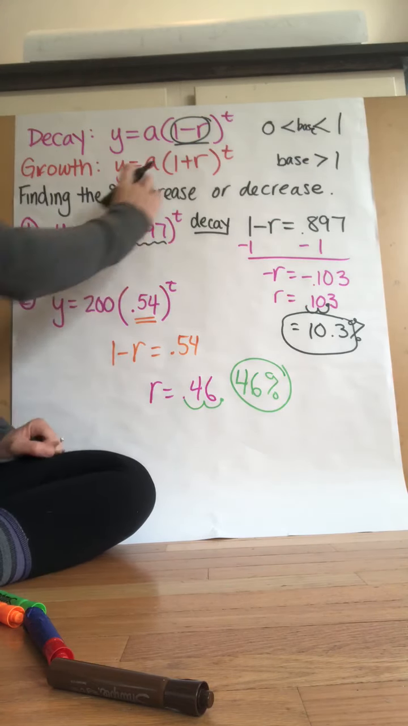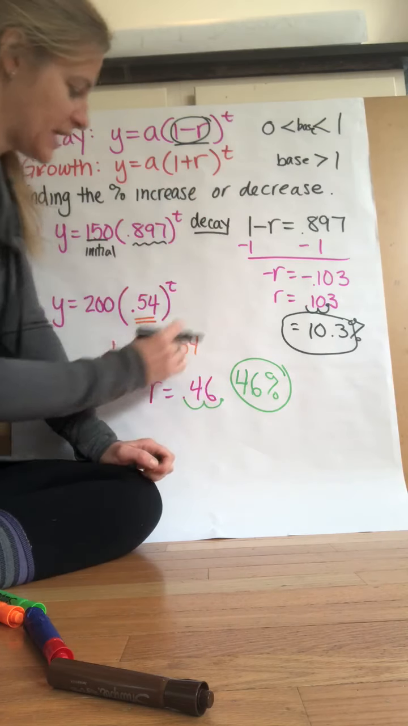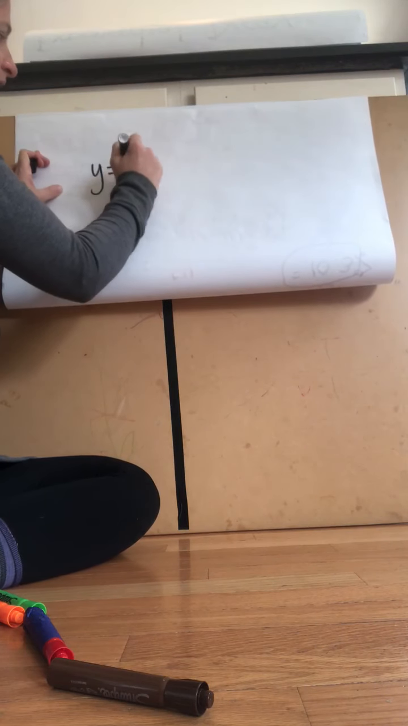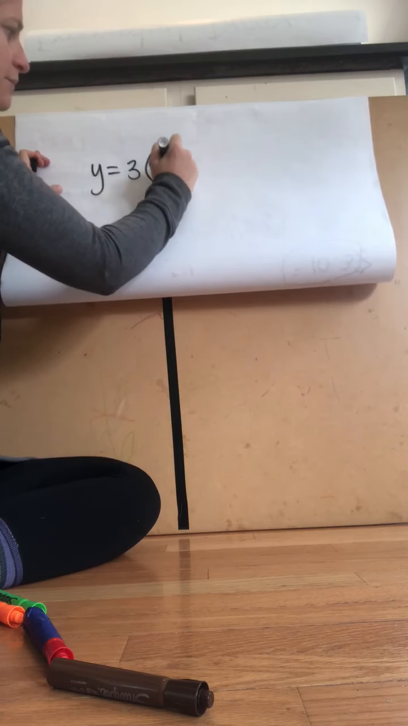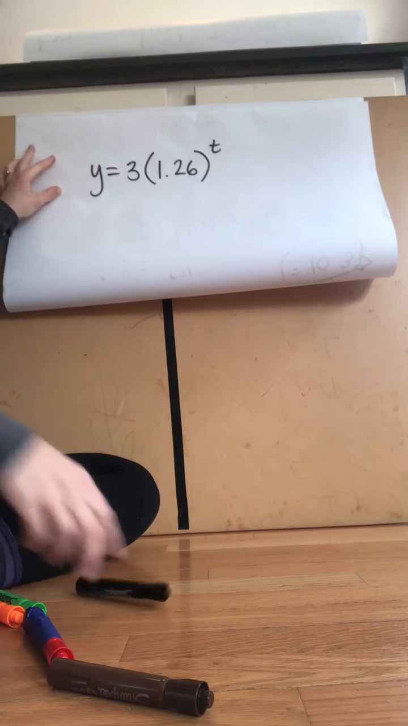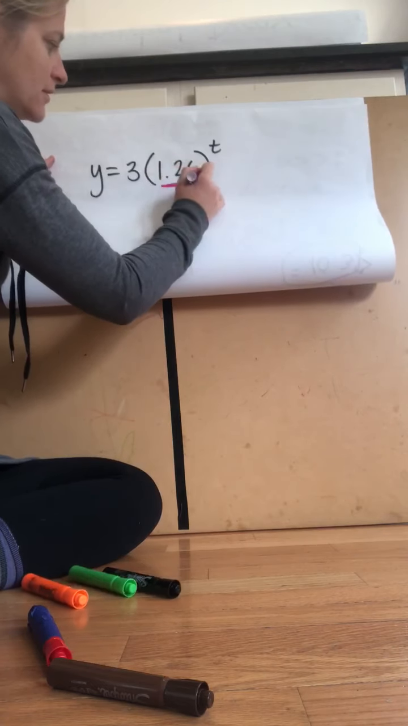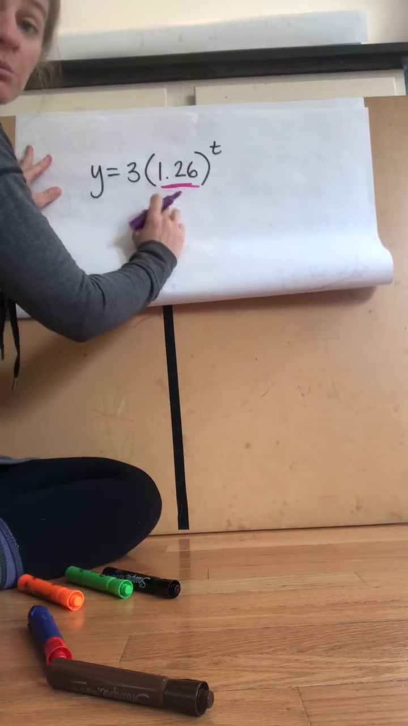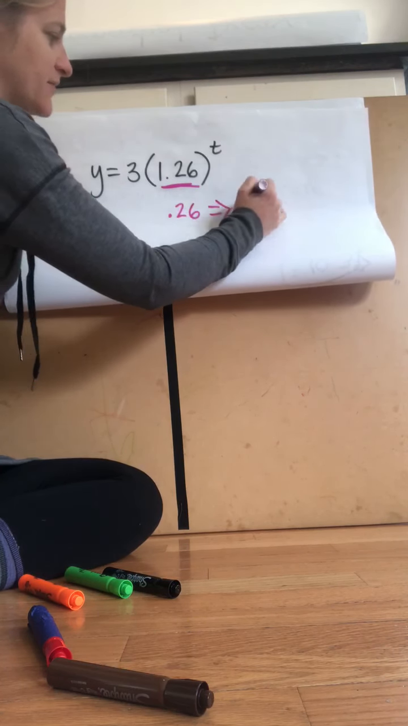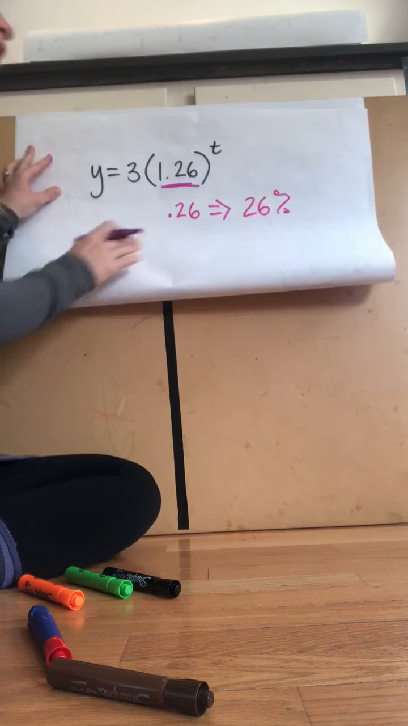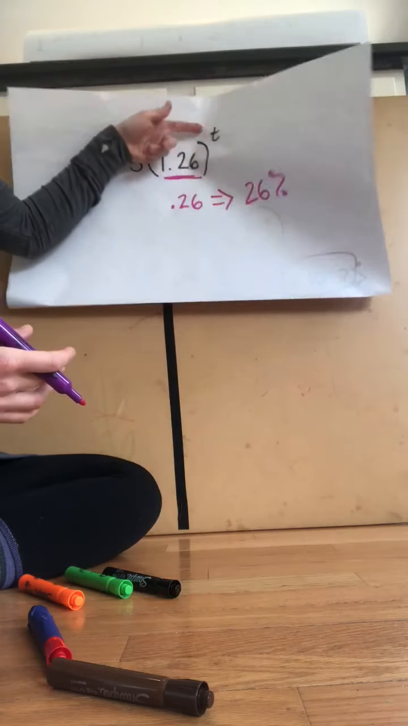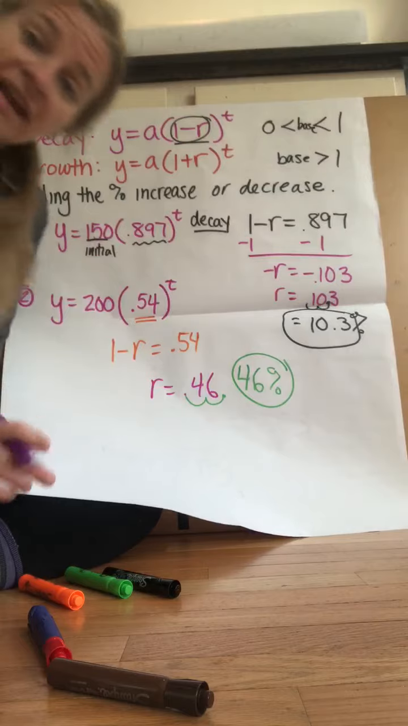Remember, with growth, because it was 1 plus r, when we had a growth problem, the percent was staring you right in the face. y equals 3 times 1.26 to the t power. Here, because we already see that it's greater than 1, remember it's 1 plus r, my rate here is 0.26, so as a percent, this is 26%. So growth is arguably much easier to find that percentage. It's going to take you a little bit of time to go back and find your decay.